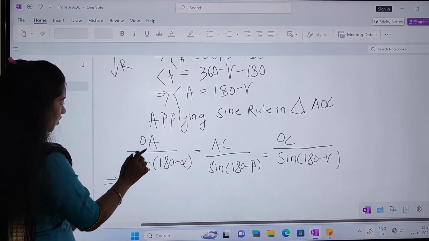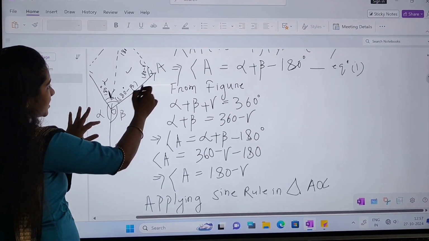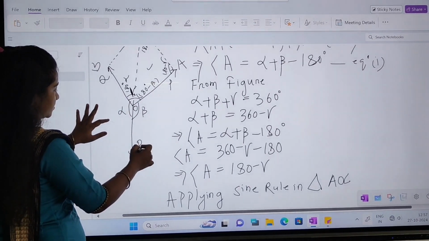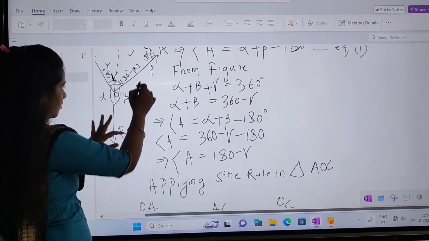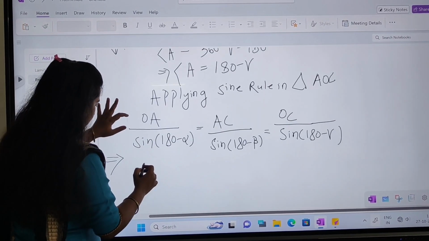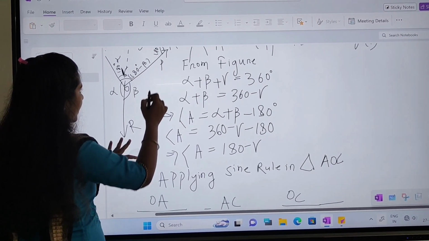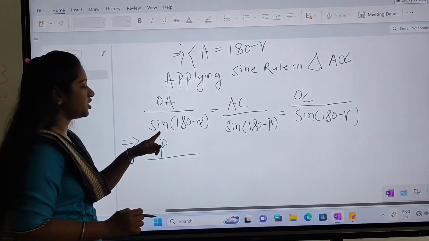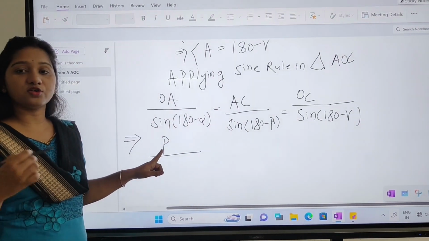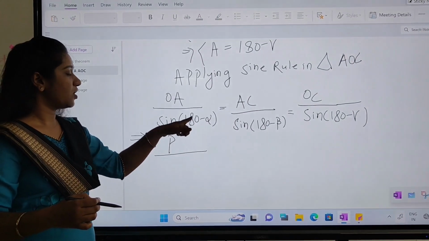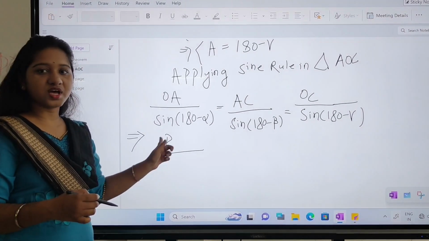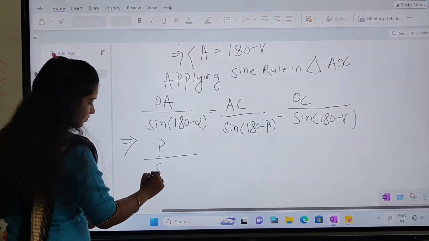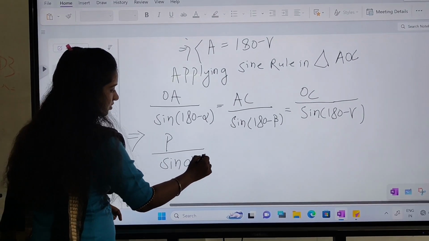Next, the OA side. We know this one is P, this one is Q and this one is R. Here OA is replaced by P. So we write down here P, and we know sine of 180 degrees minus theta equals sine theta. Here sine 180 degrees minus alpha equals sine alpha. Next, AC.